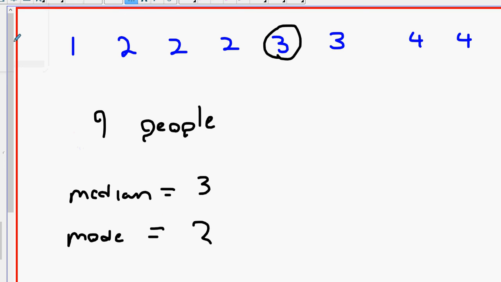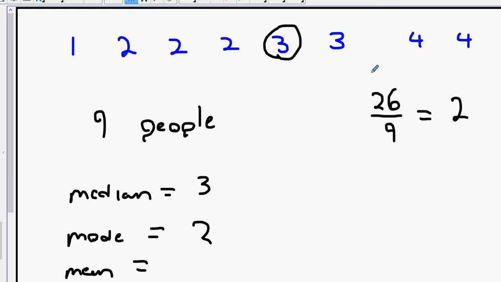The mode is 2 because there's three 2s, okay? Now the mean is quite easy to do. Once again, the mean is just add everything up. So 1 plus 2, 3, 5, 7, 10, 13, 17, 21, 26. And somebody roughly tell me what's 26 divided by 9? 2.8. Fair play. So it was 2 and 8 ninths, which is 2.8 recurring, so 2.889.